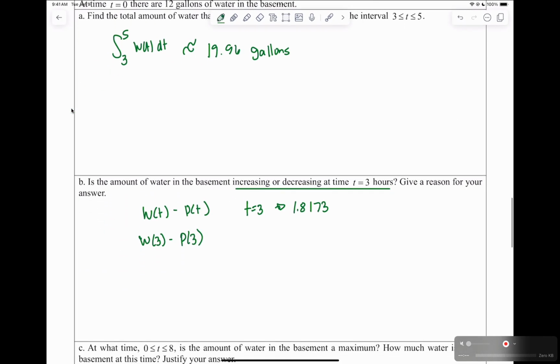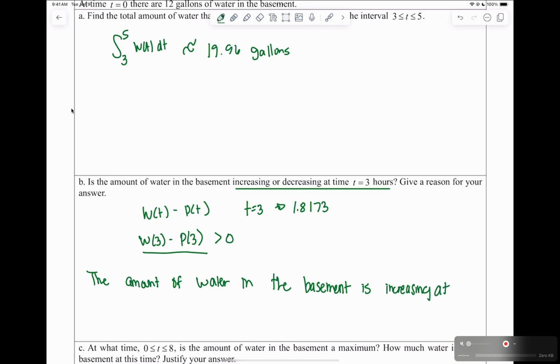All right, and then give a reason for your answer. Well, that's because this right here is greater than 0, meaning that it's increasing. And if I were to justify my answer, you would say the amount of water in the basement is increasing at a rate of 1.8173 gallons per hour at time t equals 3 hours.